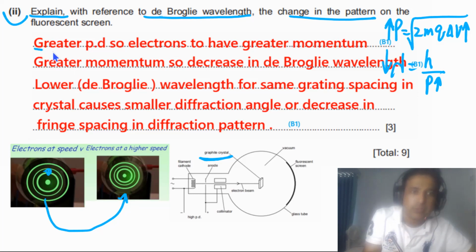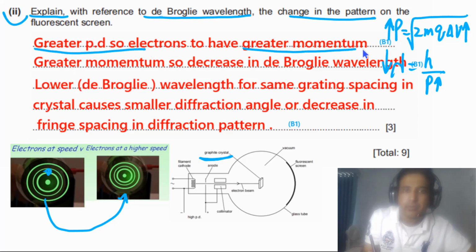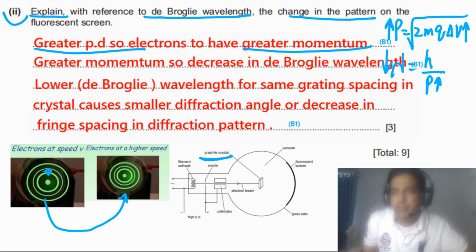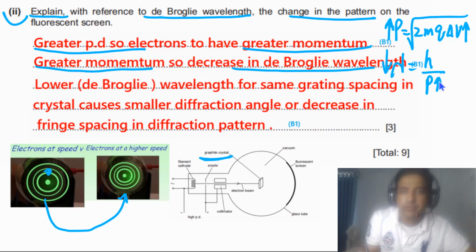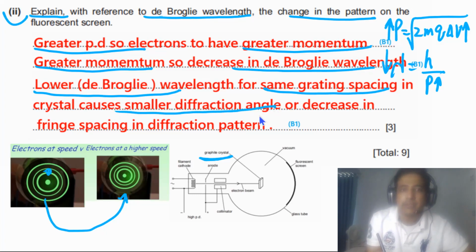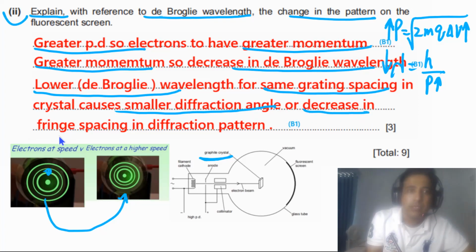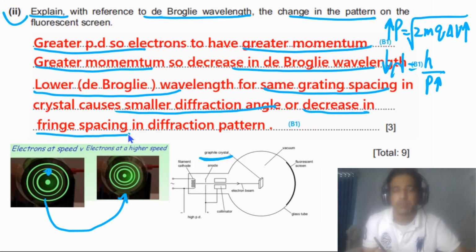First of all, you can say greater PD means greater momentum, as you can see from this first point. Second, greater momentum, so decrease in de Broglie wavelength. Smaller de Broglie wavelength for the same grating spacing, meaning if you're using the same graphite crystal, causes smaller diffraction angle, meaning fringes will be close to each other, or you can say decrease in fringe spacing in the diffraction pattern.